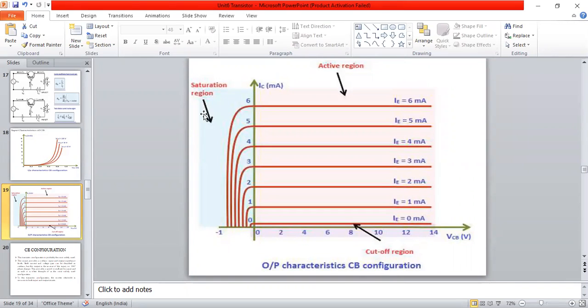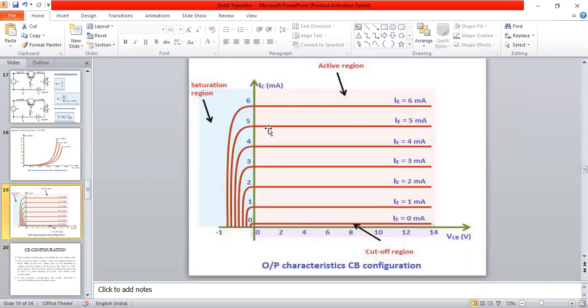So for this reason, before the zero, whatever the negative VCB is there, voltage across the collector and base is negative, that one we are going to call as saturation region. If the emitter current is zero, then also we have applied some voltage, but a small leakage collector current is there. That collector current region we are going to call as cutoff region. But after the conduction, whatever the region is there, that one we are going to consider as active region.